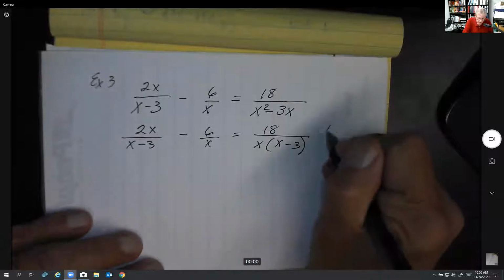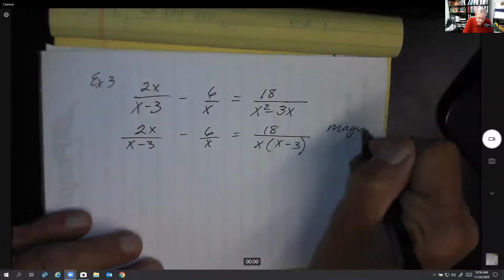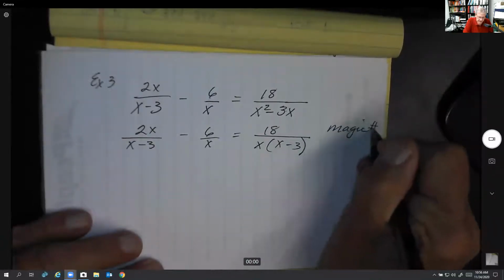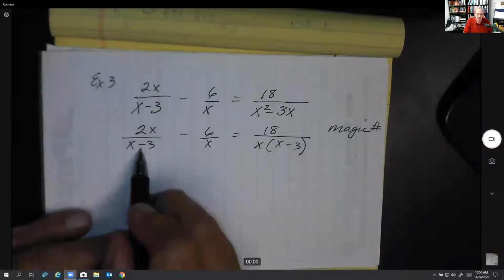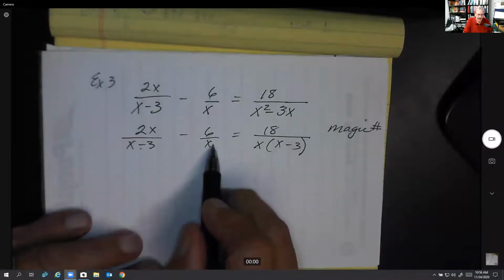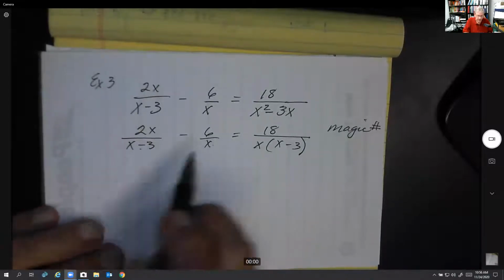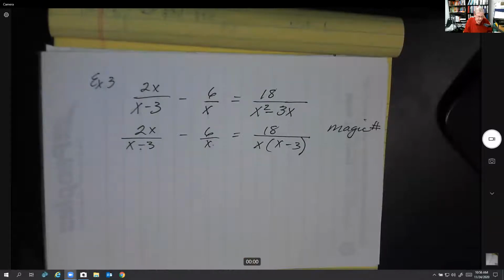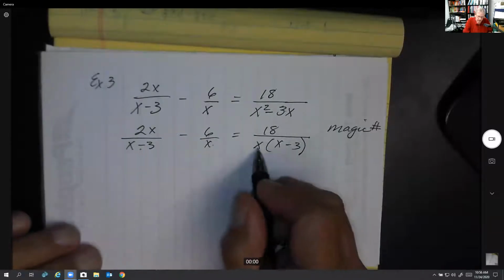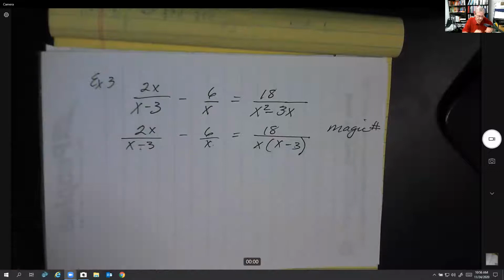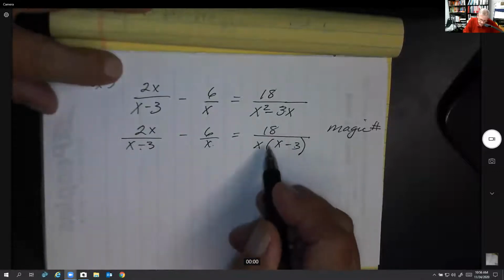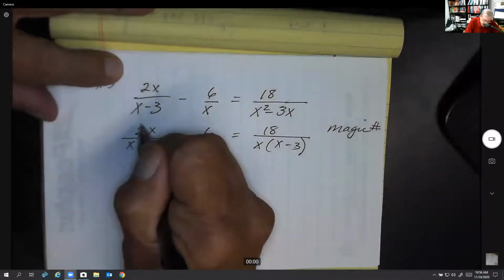So I'm going to look for my magic number. The magic number is something that will cancel out an x minus 3 and an x. So my magic number is just going to be those two things, x and x minus 3. That will also take care of this term also. This is actually what we're going to use, x and x minus 3. So let's write that down.